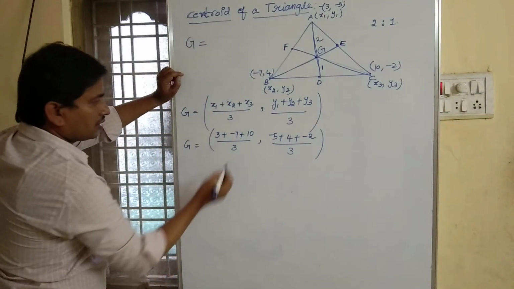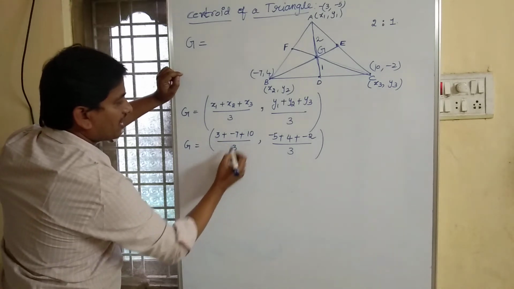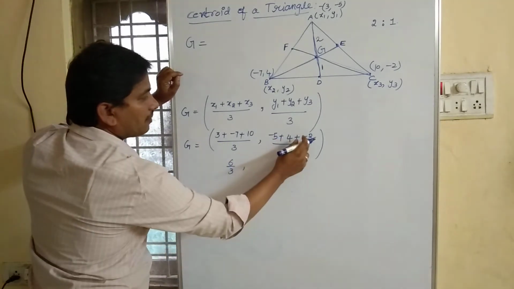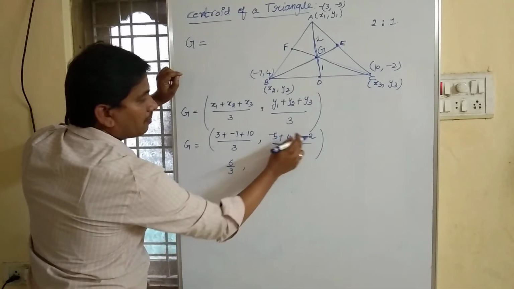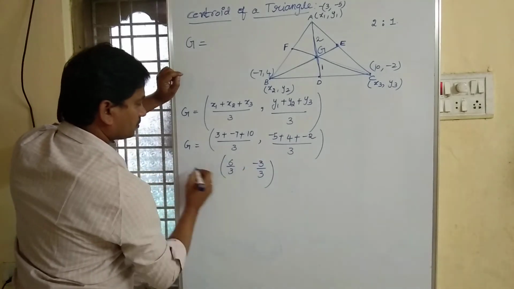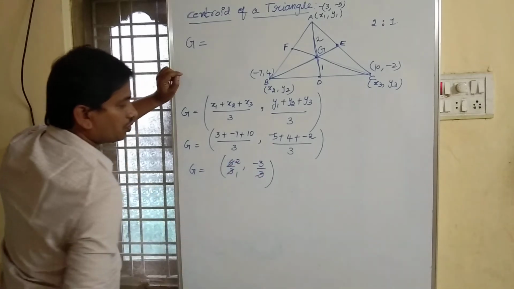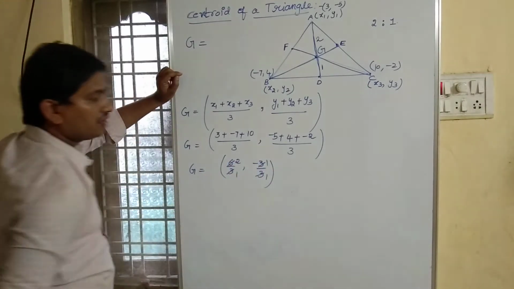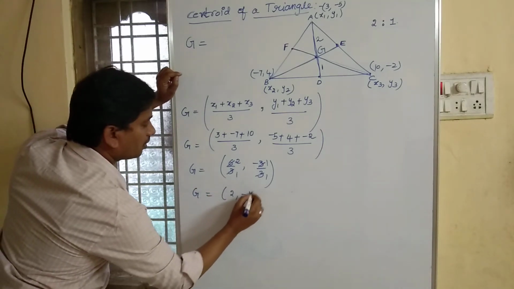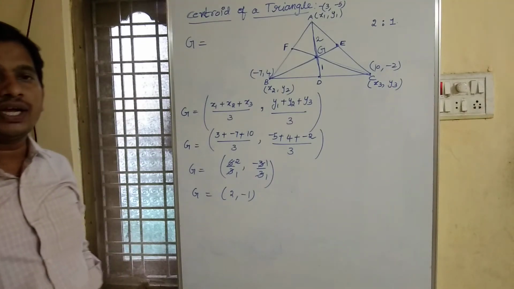Now 3 plus 10 is 13, 13 minus 7 is 6, by 3, comma, minus 5 minus 2 is minus 7, minus 7 plus 4 is minus 3, by 3. So 6 by 3 is 2, and minus 3 by 3 is minus 1. So the centroid G is (2, -1). In this way we can find the centroid of a triangle.